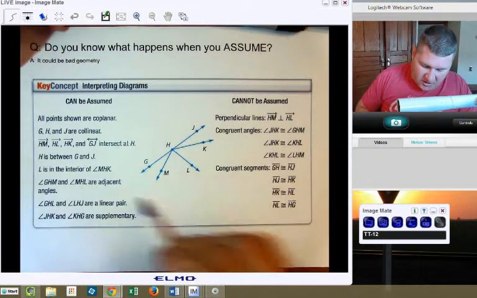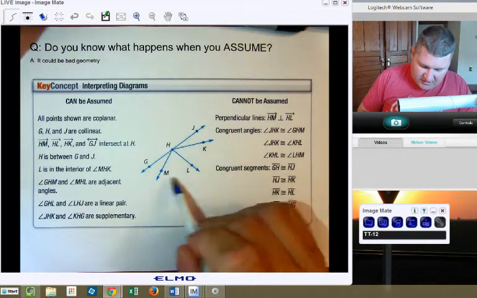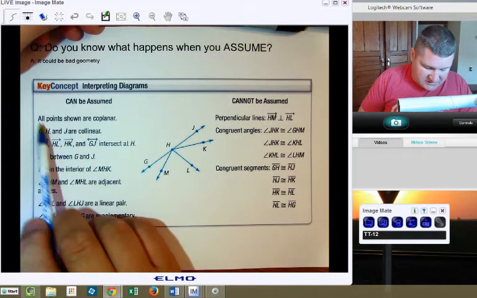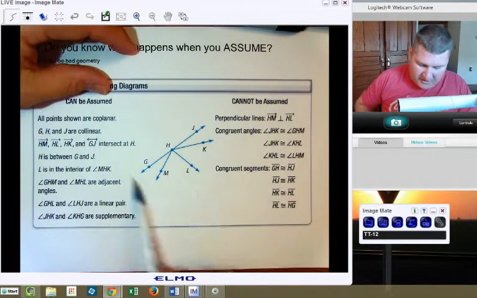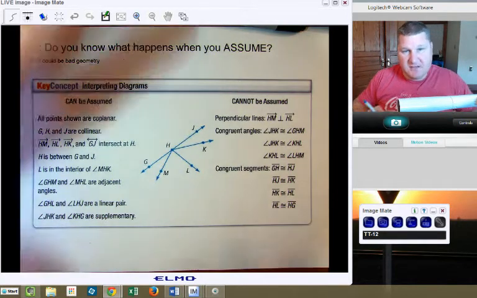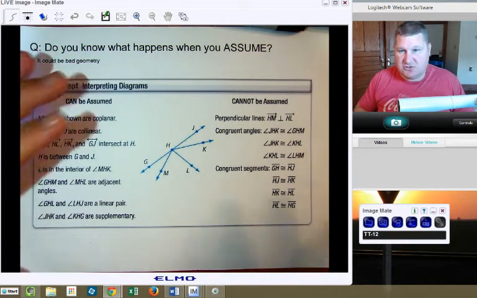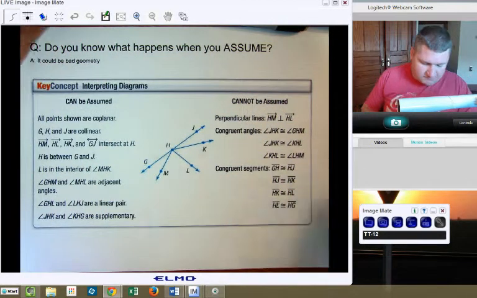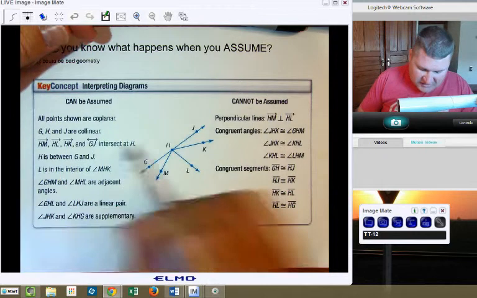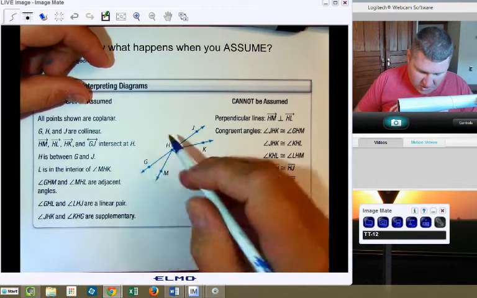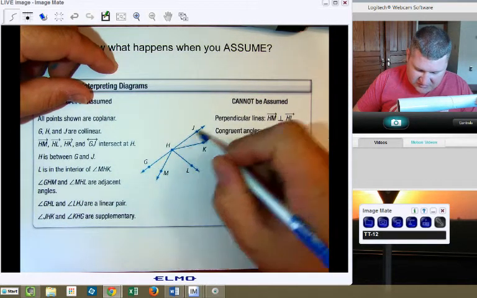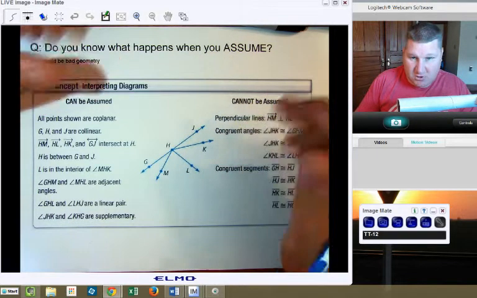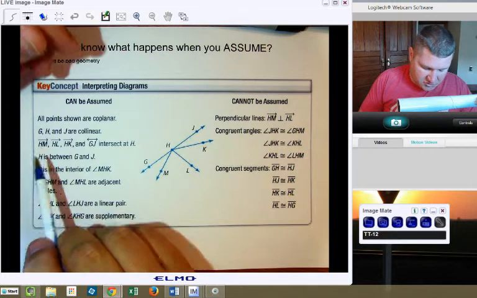But let's take a look at our little picture here. We've got G, H, J, K, L, M. What we can assume, what we do know, is that all points shown are coplanar because according to the system, the plane is two-dimensional. If everything is two-dimensional, they all sit on the same piece of paper as you see them here. That can be assumed. G, H, and J are collinear. So we can assume that this is a straight line, just like we assumed straight lines when I drew them last time. So all lines are straight, all planes are two-dimensional.